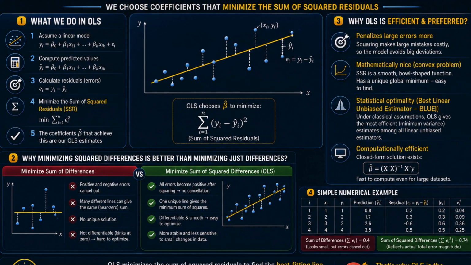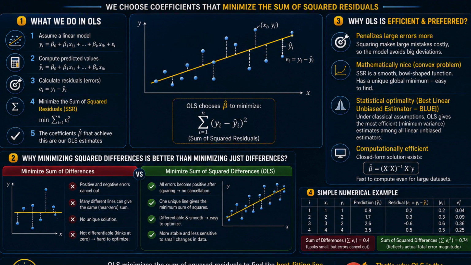Now you might wonder how OLS decides which line is actually the best. The answer lies in something called residuals or prediction errors. Once a regression line is drawn, every actual data point will have some distance from that line. This difference between the actual value and the predicted value is called a residual. For example, if our model predicts that a student's marks will be 85 but the student actually scores 90, then the residual is 5. Similarly, if the model predicts 75 but the student scores 70, then the residual becomes -5.